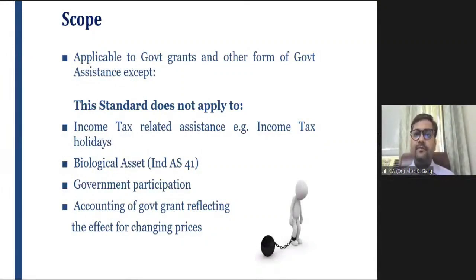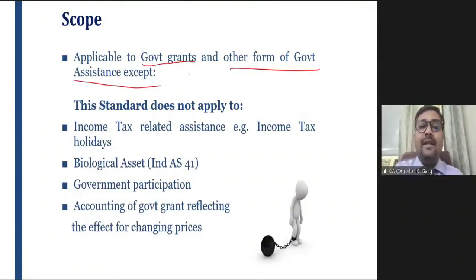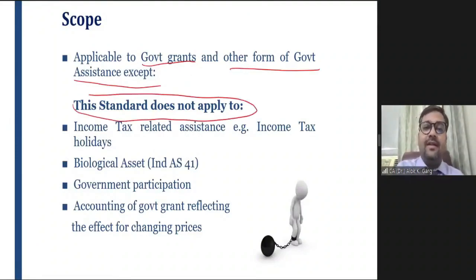Yeah. So guys, this standard is applicable to government grants and other forms of government assistance. I told you, this standard also includes government assistance. But there is a negative list which is given in the standard. This standard does not apply to... What does it mean? It means a negative list is given.